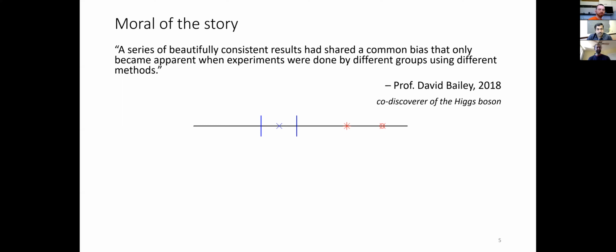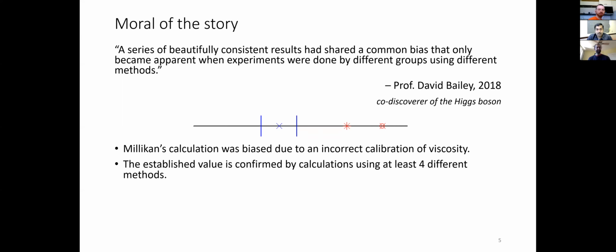Now we know that the true value, which we know to be exact, is actually much further from all the numbers they had. And we know a few things. We know that Millikan's calculation was biased because he used an incorrect calibration of viscosity in his calculation. And we also know the number reported earlier in the slide is exact by using at least 4 different methods. So my moral of the story is biases can replicate. If there is a bias, and there is the possibility of bias in any experiment, if you repeat the experiment, the bias is going to replicate and you cannot get rid of it by repeating the experiment.